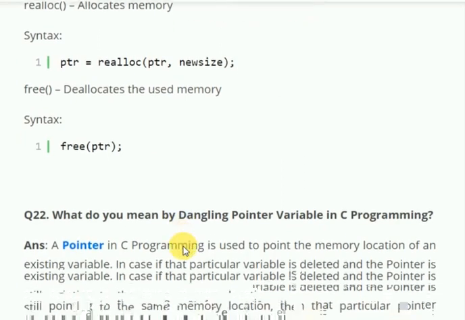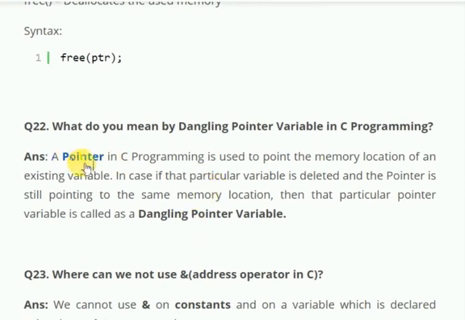What do you mean by dangling pointer variable in C programming? A pointer in C is used to point to the memory location of an existing variable. If that variable is deleted and the pointer is still pointing to the same memory location, then that pointer variable is known as a dangling pointer variable.